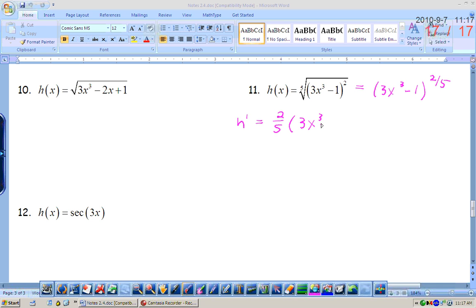Good. That parenthesis, when you bring the exponent down from the top of the parenthesis, what's inside the parenthesis never changes. What's the new exponent? Negative 3/5. And then you have to take the derivative of what's inside the parentheses, so 9x squared. And you're done. Okay, number 12, the secant of 3x.